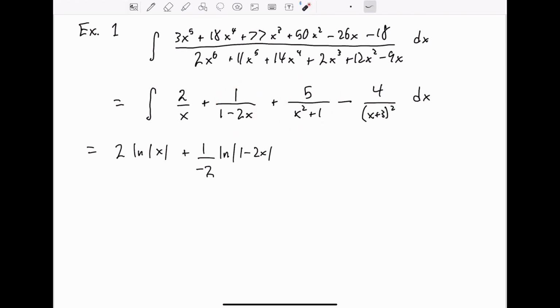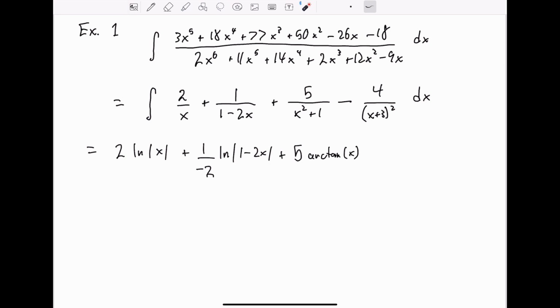For the third fraction, we should recognize this as arctangent. So the antiderivative here, well, I have the 5 in the numerator times arctangent of x. Finally, for this last fraction, we might be tempted to use the natural log rule because we see x is in the denominator, but I don't have just x to the first in the denominator. I have something squared. So I want to think of this as x plus 3 to the negative 2 power.